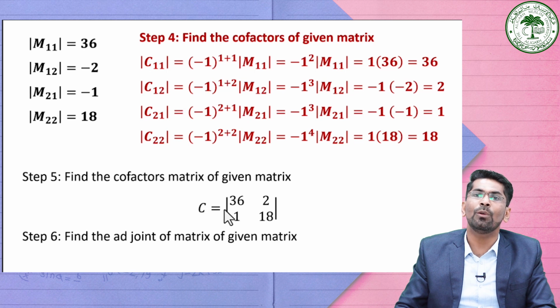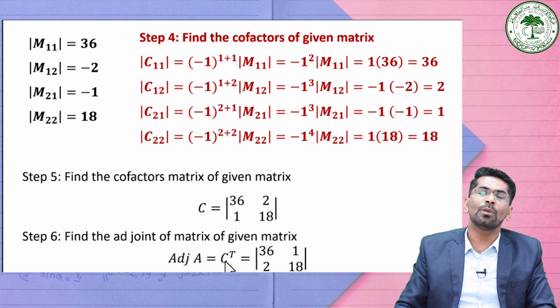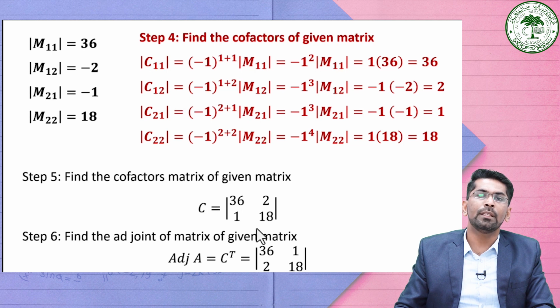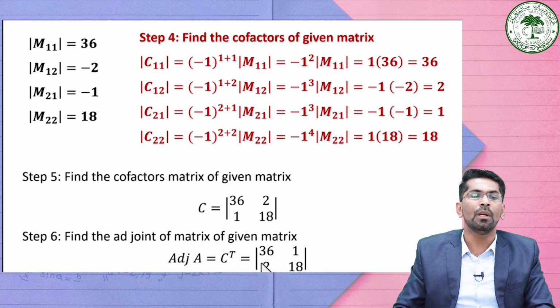So here we are going to interchange rows into columns and columns into rows. So the adjoint A is equal to the transpose of the cofactor matrix, which is equal to the first row, that is 36, 2, which will become the first column here. The second row, that is 1, 18, will become the second column here, that is 1 and 18. So this is the adjoint of matrix A.